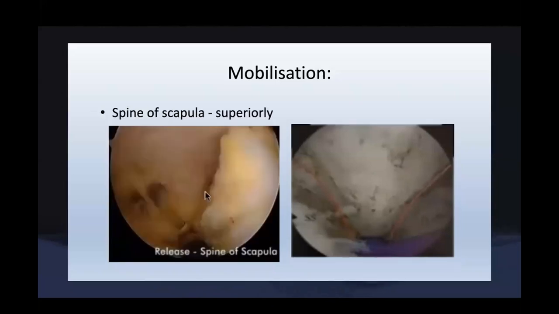Spine of the scapula. Again, there are muscles attaching. Above the spine, you have the supra. Below the spine, you have the infra. So this has to be released in a proper stepwise manner, in a slow manner. This release promotes the pulling of the tendon again, and also improves visualization for better anchor placement, for better understanding, for better gripping, and for taking better bites in the musculotendinous junction.